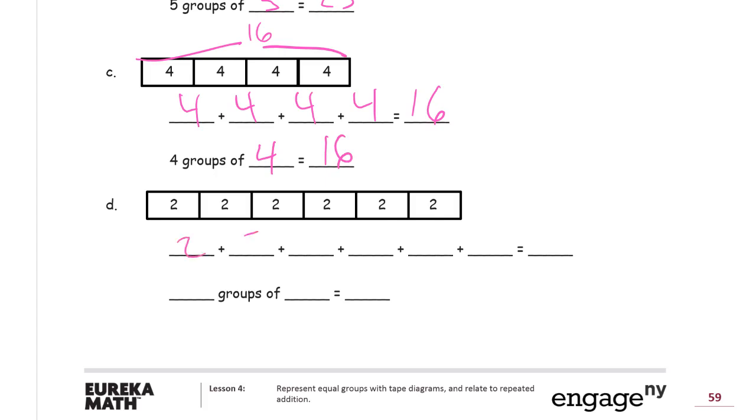And now here we have twos. So that's two, two, two, two, two, two. 2, 4, 6, 8, 10, 12. How many groups of 2 is it? There's 6 groups of 2, and it's a total of 12.